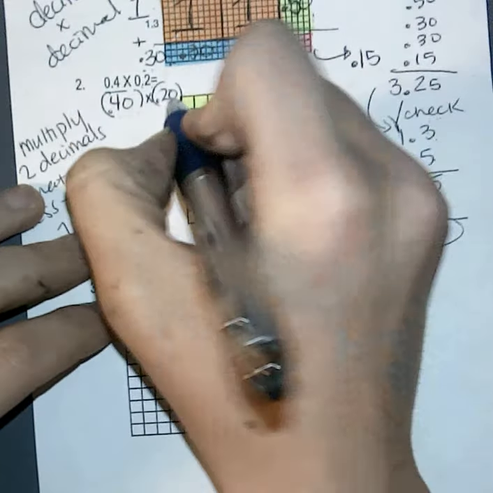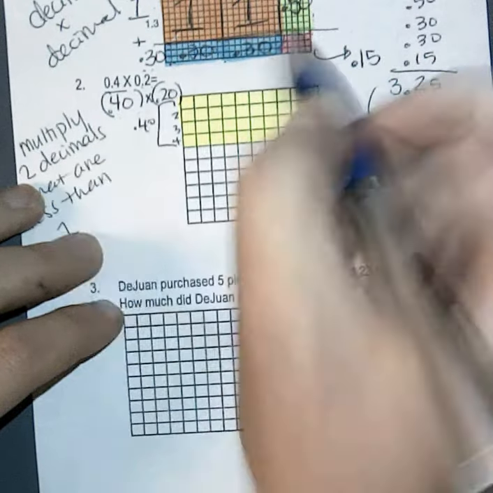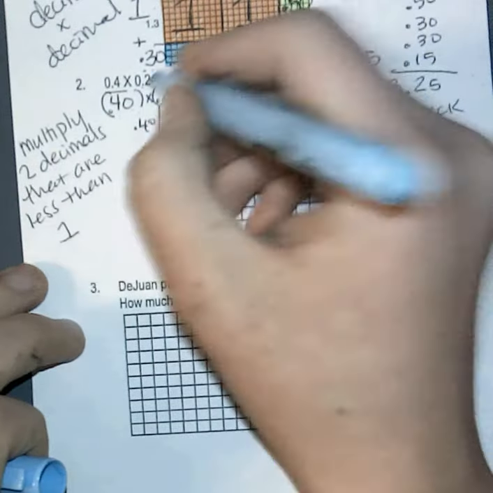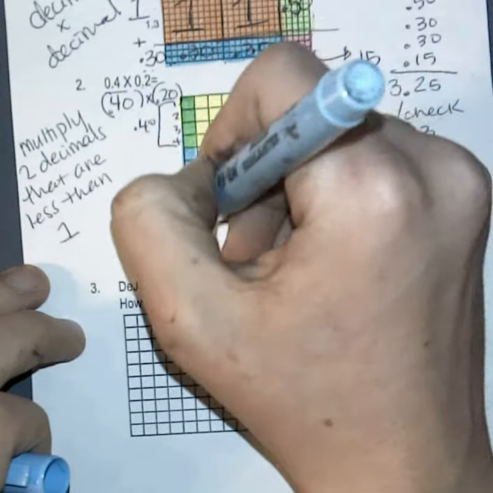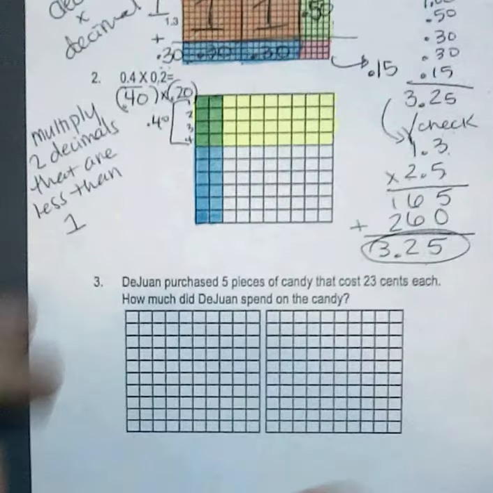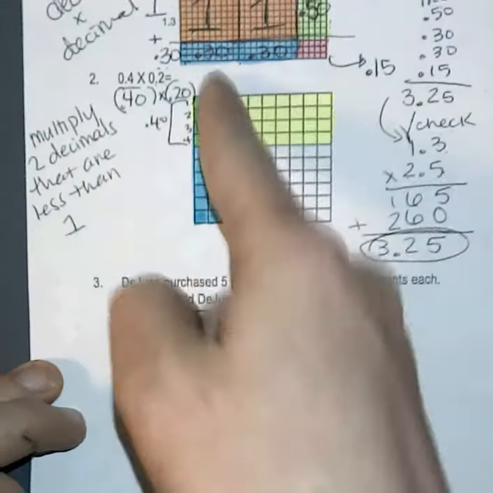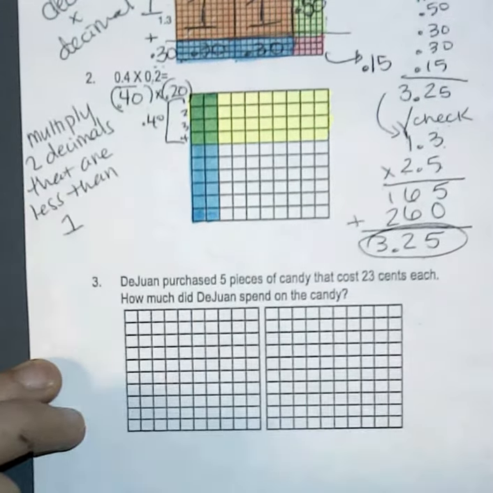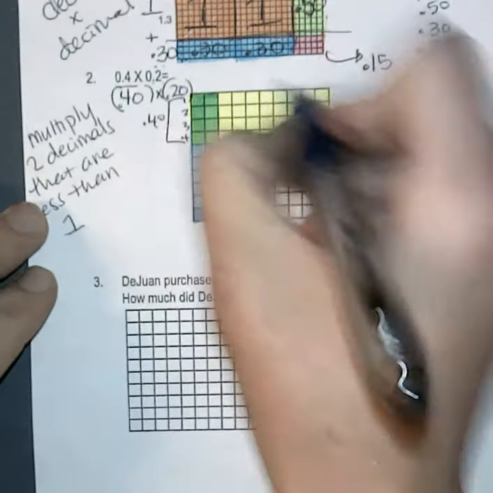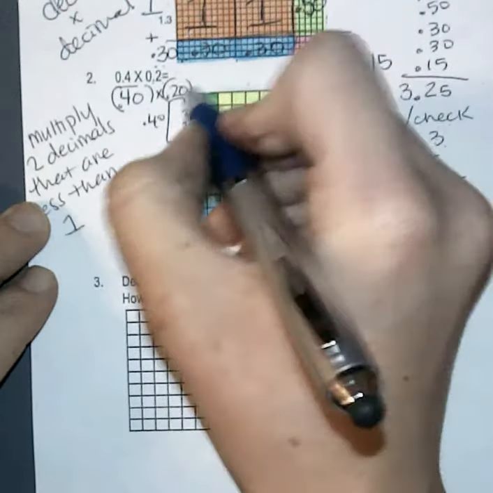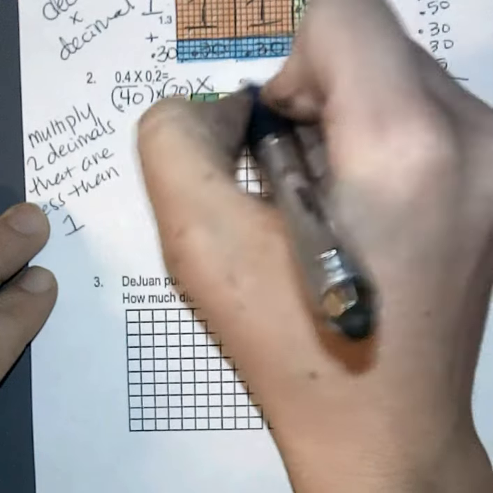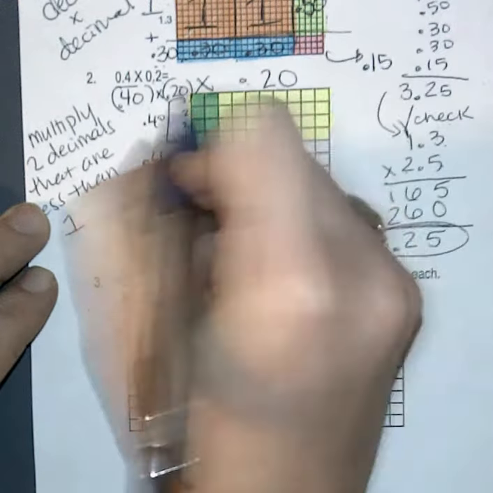That is 0.40. Now we're going to multiply that times 0.20. So 2 tens. So 10 and 10, that makes 20 blocks. Okay, so now that I have 40 going across the top, actually it's going this way. So 0.40 this way times 0.20 going this way.